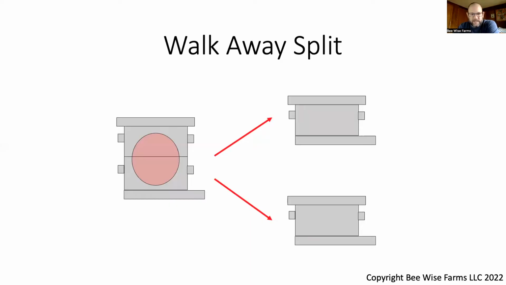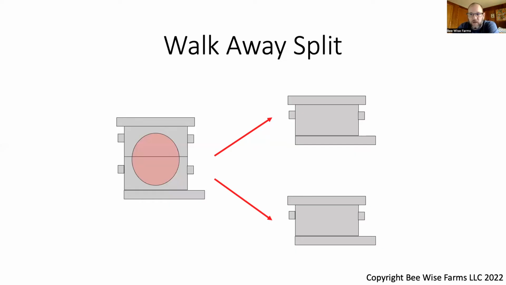The trick to this is you don't even have to look for the queen in this walkaway split. This is by far the easiest split that you're going to be able to do. And this is just something you do in your own apiary. You could sell one of these as a full colony, but this is typically for something you're just going to expand in your own apiary, whereas the nuke, the 5-frame split, is more for production, for sales.